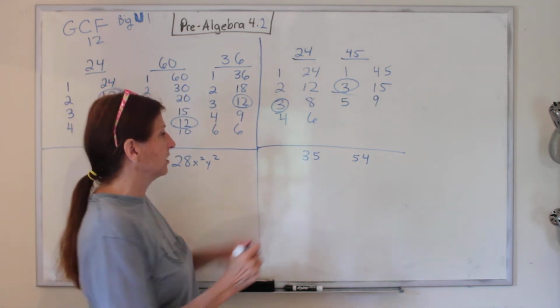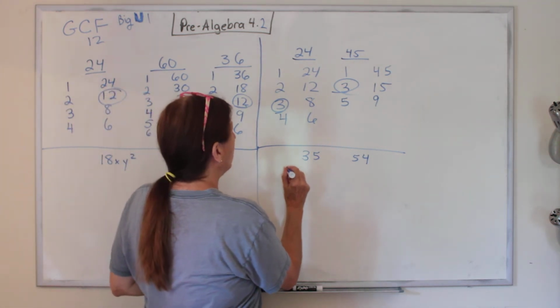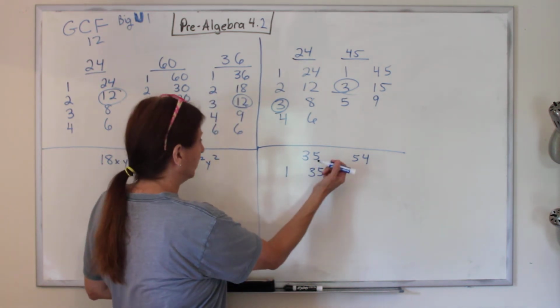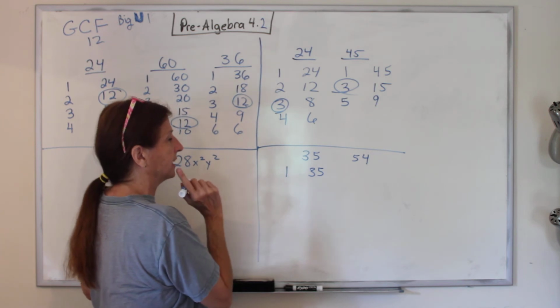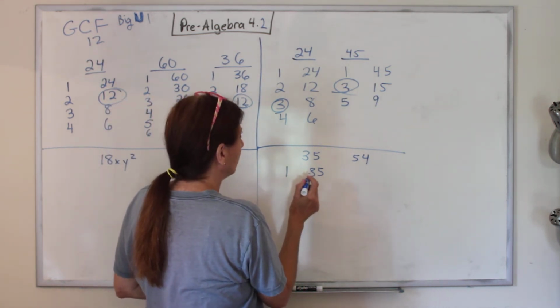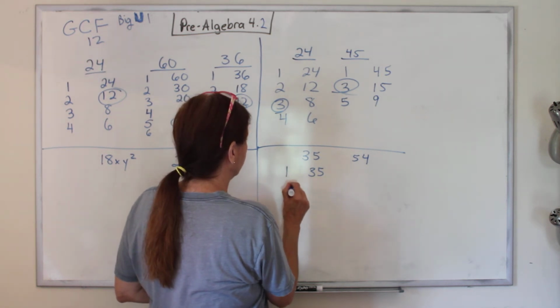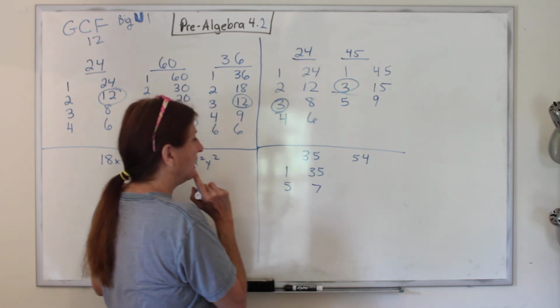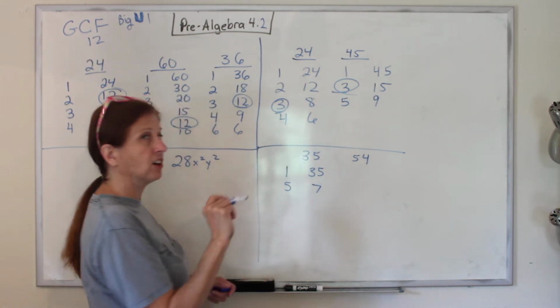All right, now let's do this one. 35 and 54. 1 and 35. 2 doesn't go into it, it's odd. 3 doesn't go into it because it goes into 36. 4 doesn't go into 35. 5 goes into it. 5 times 7 is 35. 6 doesn't go into it, so that's all you got.